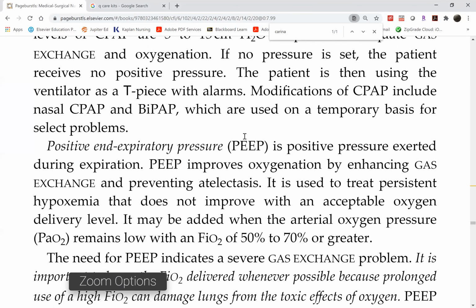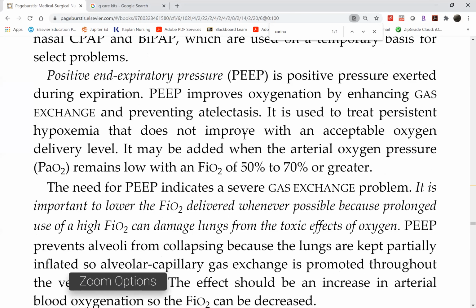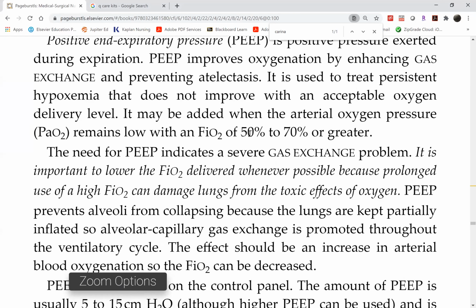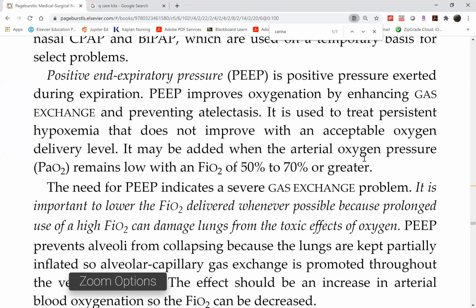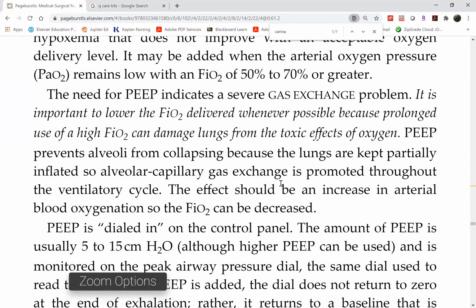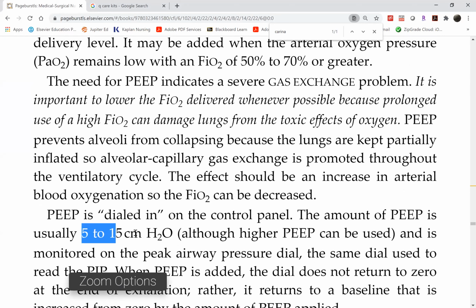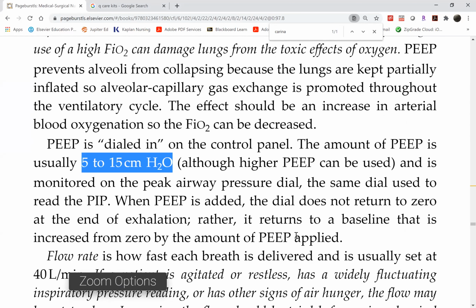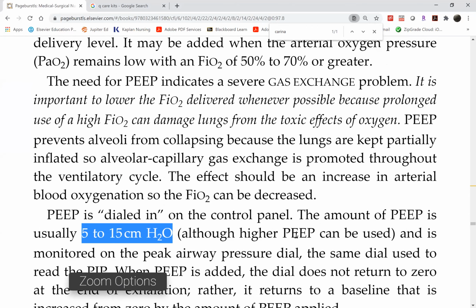Lastly, and then we'll call it a night, is PEEP. PEEP is positive end expiratory pressure. So this is dialed into the ventilator. The numbers are between 5 to 15. This is good. Anything higher than 15 is already really high.